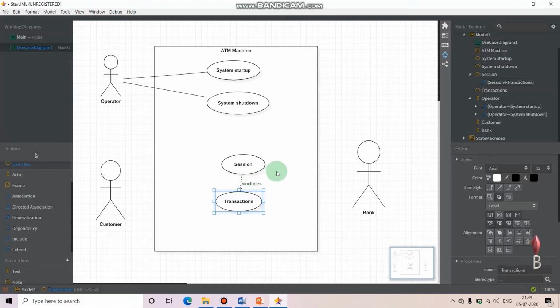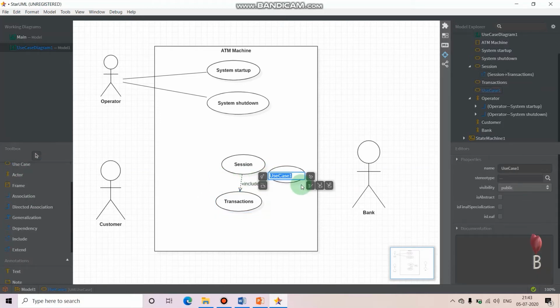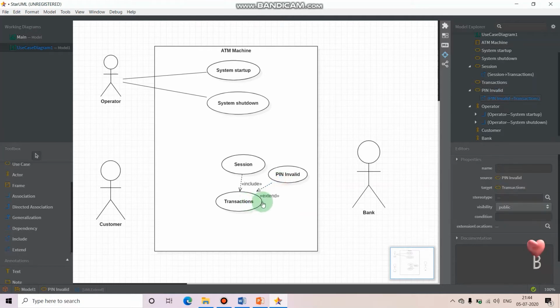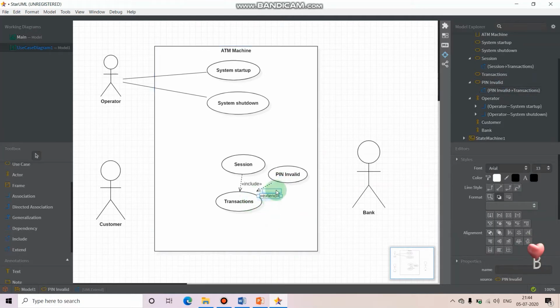Then one another use case. Now what will happen when the user will enter into the ATM? When the user will try to perform the various transactions, he has to first enter his password, his pin. The ATM machine will ask him for the pin. So if the pin is valid, he will be able to perform various transactions. If not, he will be shown pin invalid, right? Or invalid pin, whatever you want to write. So this will be shown in this extended symbol.